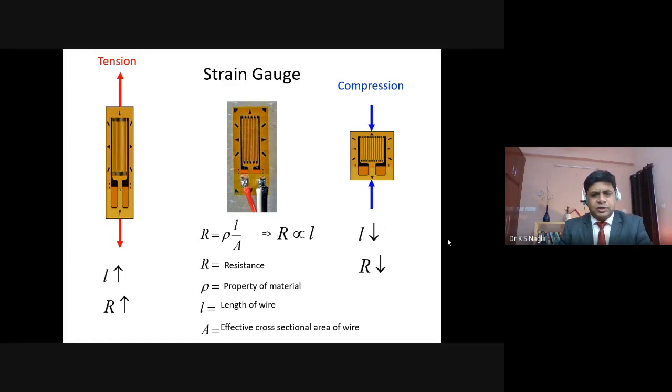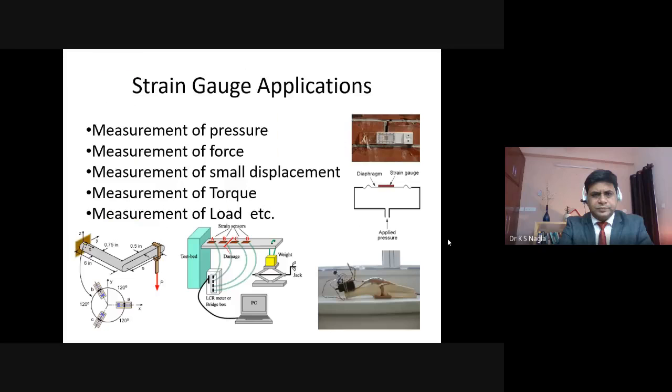In the case of the strain gauge, the L of the wire is changing. However, the A may also be changing with the change in L, but we are concerned with the change in L. So the overall relation is also affected by the A, which is the area of cross section of the wire.